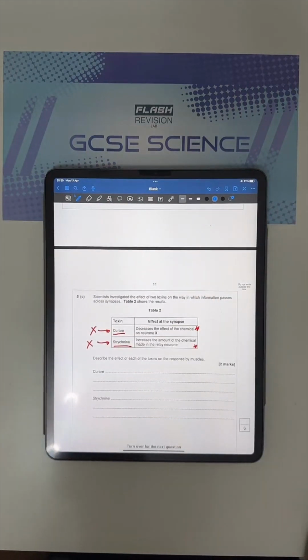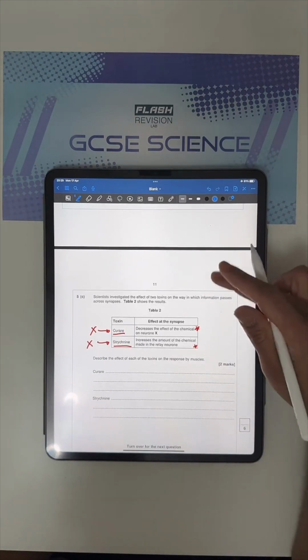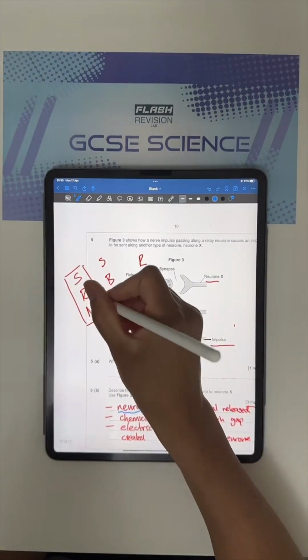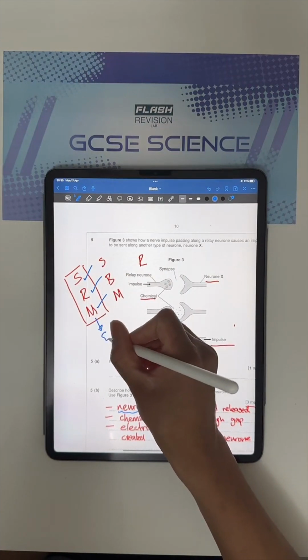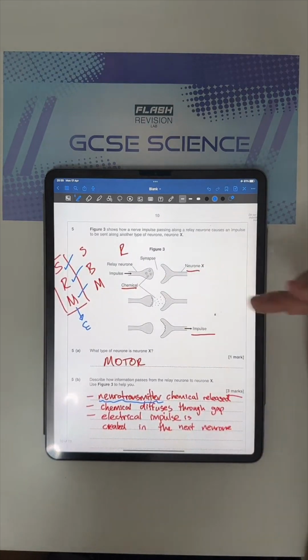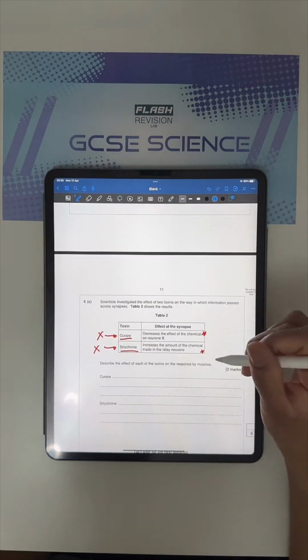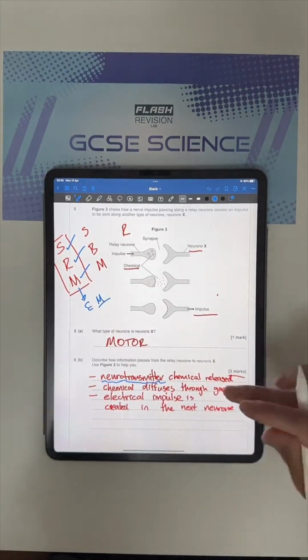Describe the effect of each of these toxins on the response made by muscles. So you might be thinking, what's this got to do with muscles? When they talk about toxins, it sounds confusing, but remember the route. So it's going sensory, relay, motor. Then it's going to our effector. They haven't told us what the effector is here, but in this question, it's told us it's about muscles. So the effector that we're talking about here is our muscles.